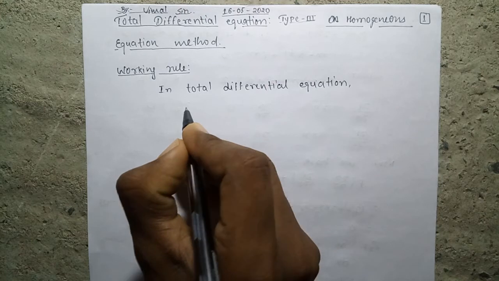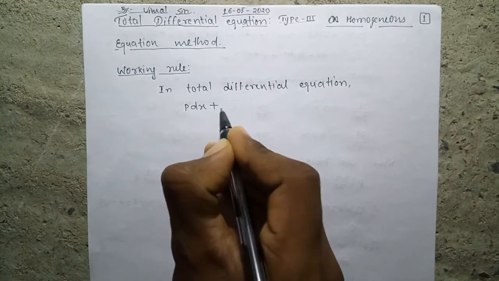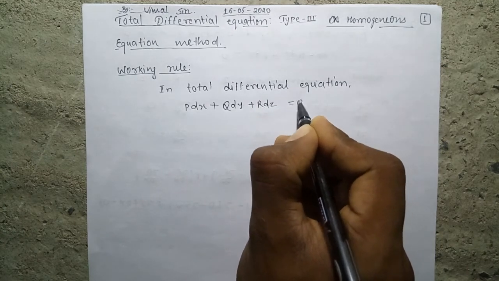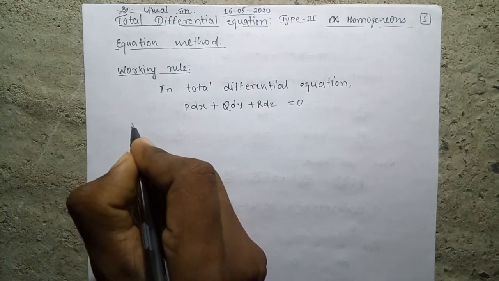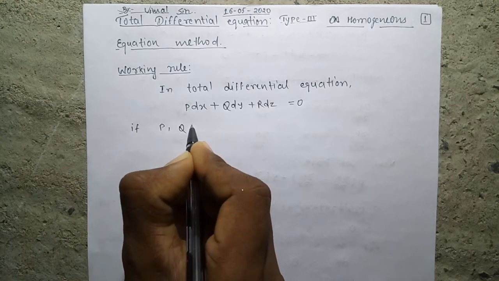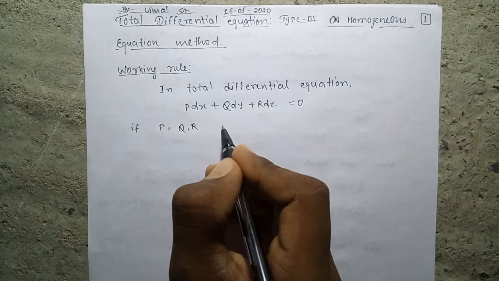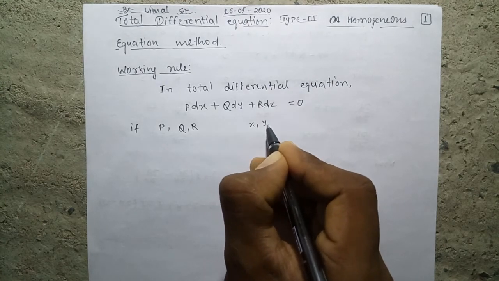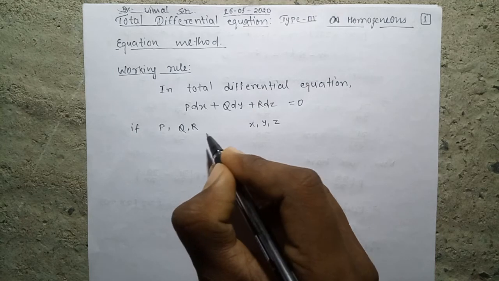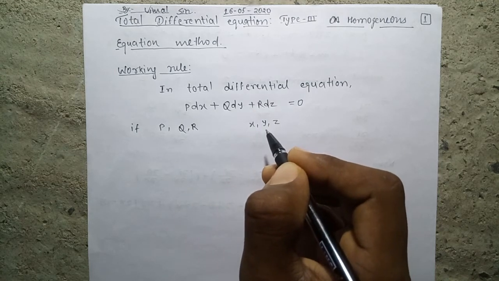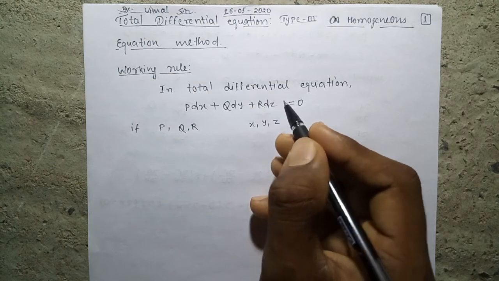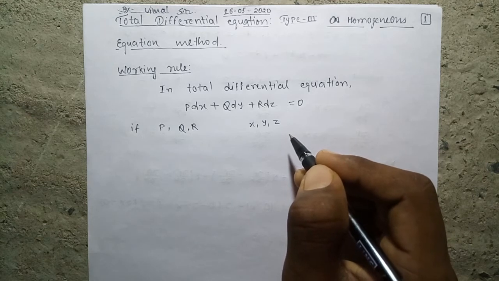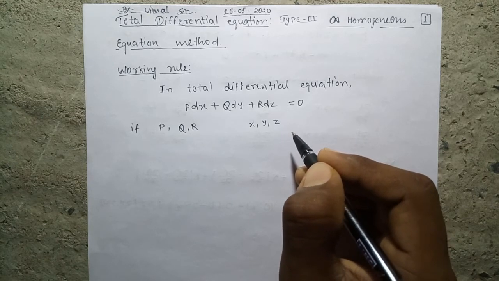In total differential equation P dx plus Q dy plus R dz is equal to 0, if P, Q, R are homogeneous functions of same degree in x, y, z. ये होमोजेनियस फंक्शन हो P, Q, R सेम डिग्री के साथ x, y, z में, then this equation is called homogeneous total differential equation and we solve the equation by this method.